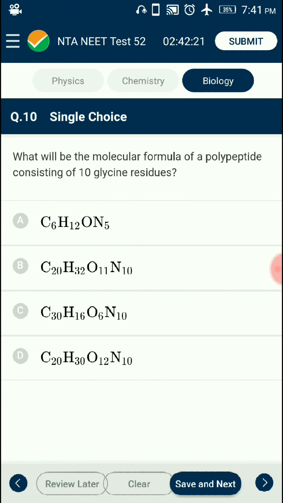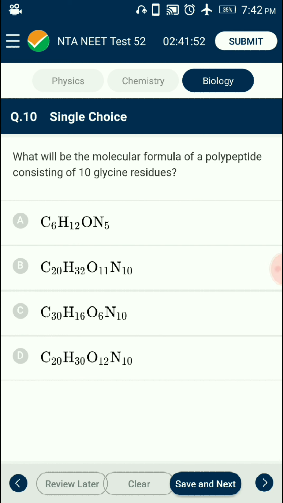Question number 10. What will be the molecular formula of a polypeptide consisting of 10 glycine residues? The structure of the amino acid glycine is as given in the textbook. Thus, the molecular formula of glycine is C2H5O2N1. When 10 glycine molecules come together to form a polypeptide chain, 9 peptide bonds will be formed by the loss of 9 water molecules.